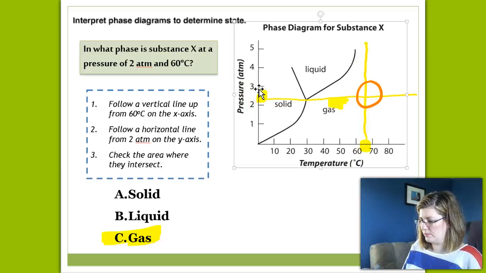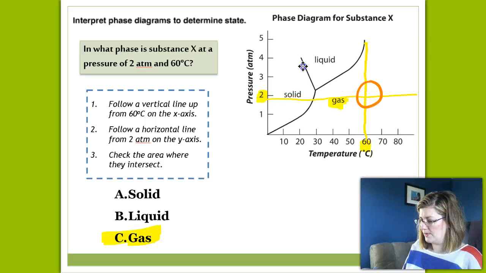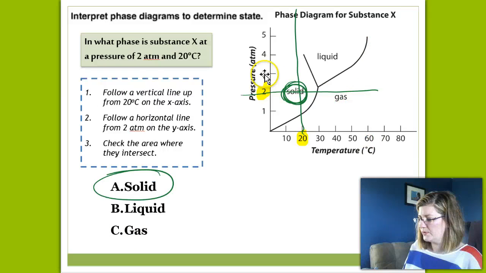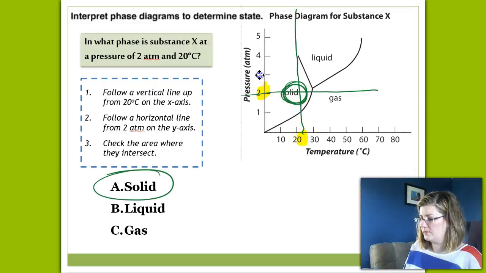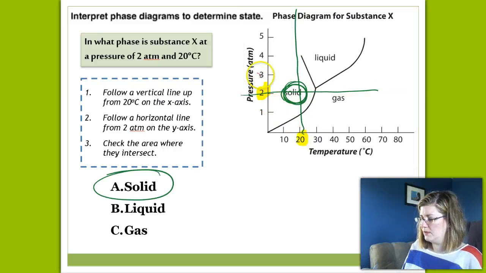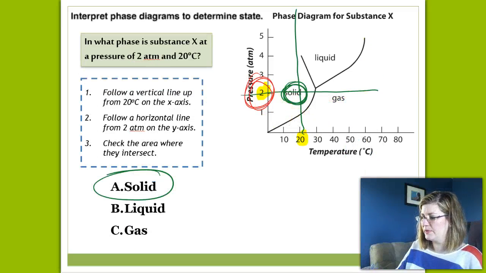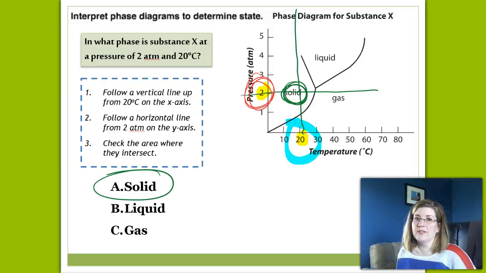Sorry about that. Didn't have my pen on. 2 atms in this example, 2 atms in this example. The difference between them is temperature. In the first example, we're looking at 60 degrees C, we're a gas, and in the second example, we're looking at 20 degrees C, we're a solid.